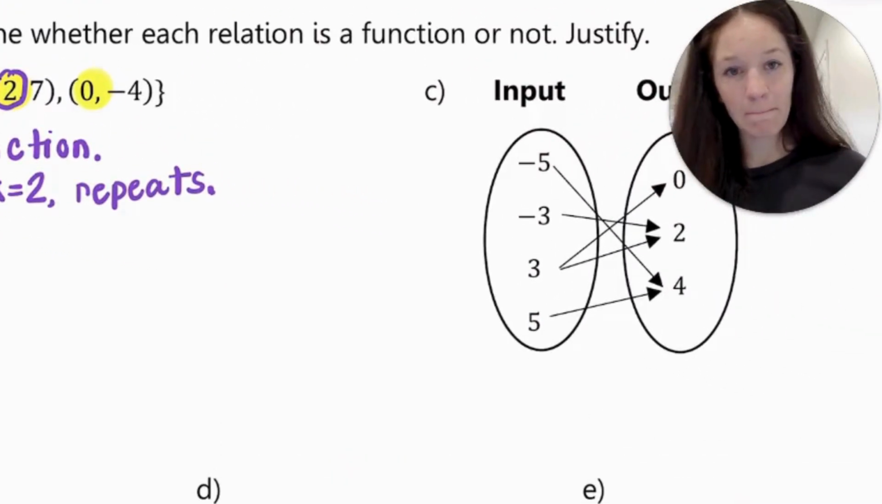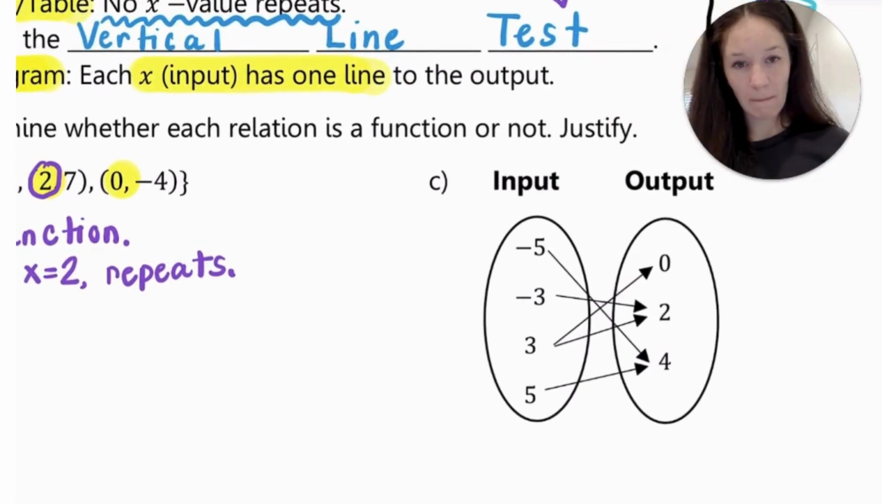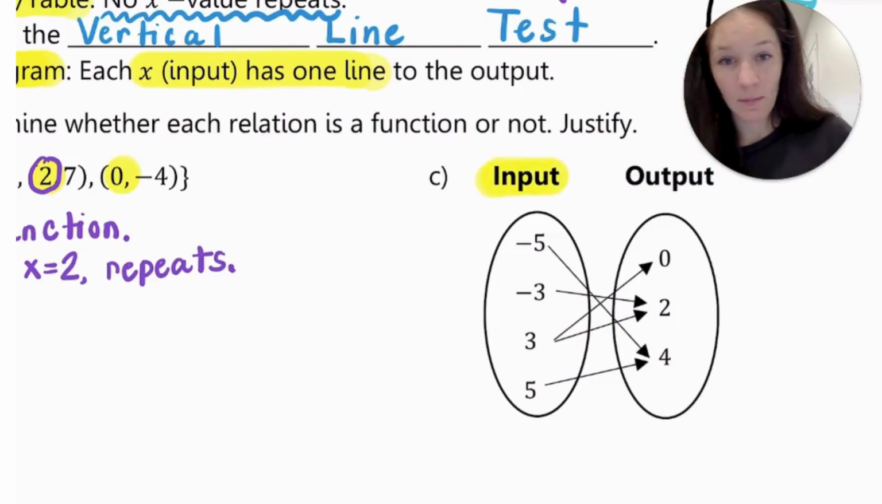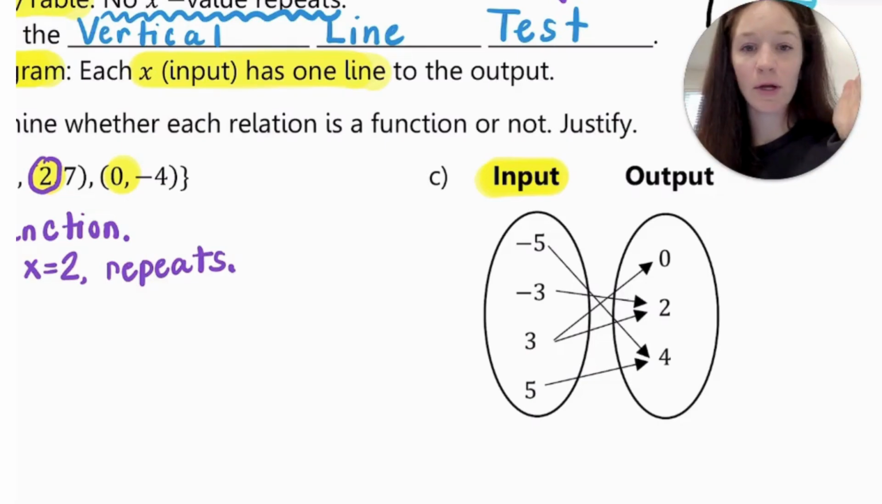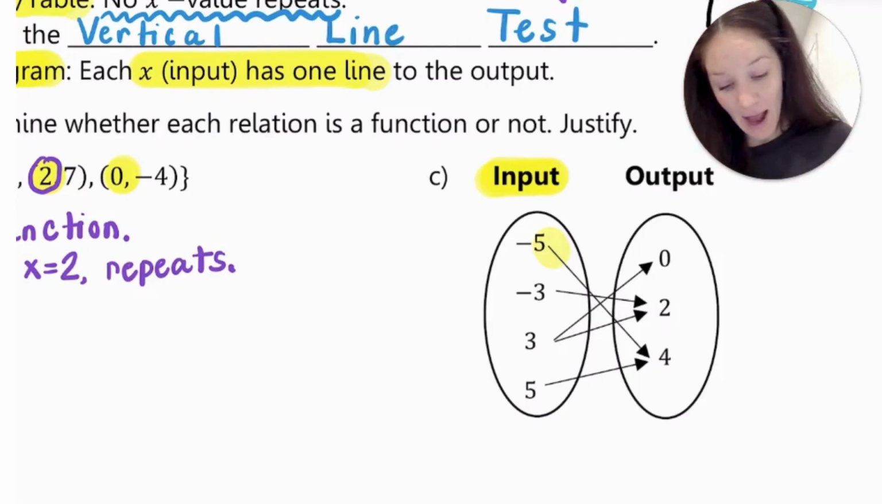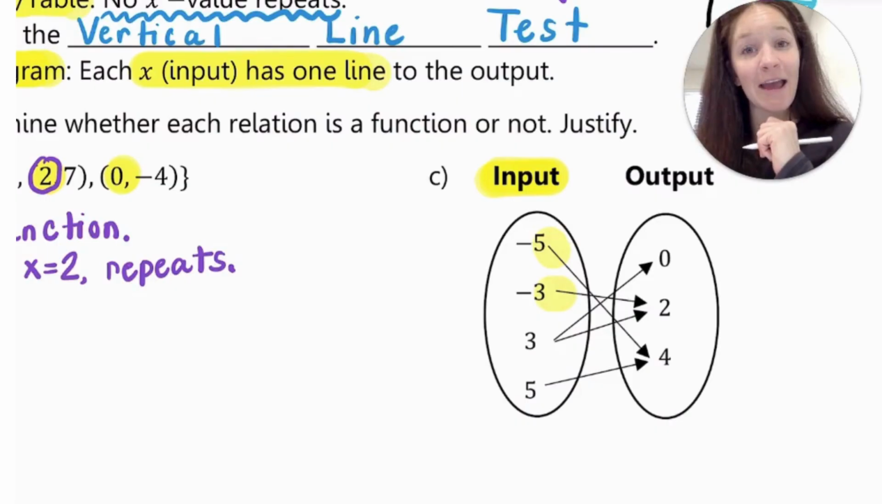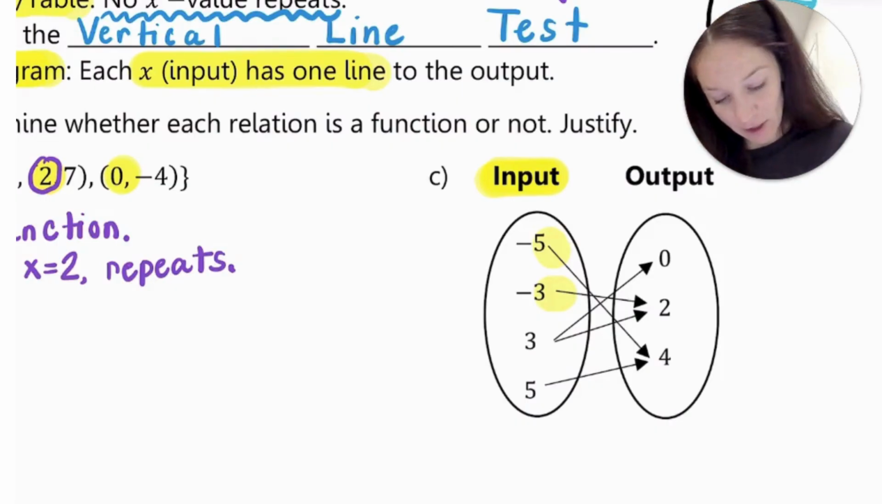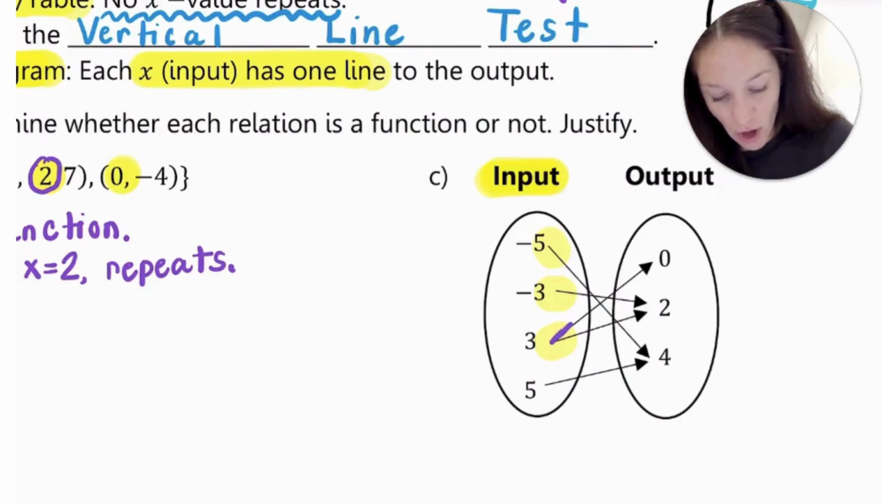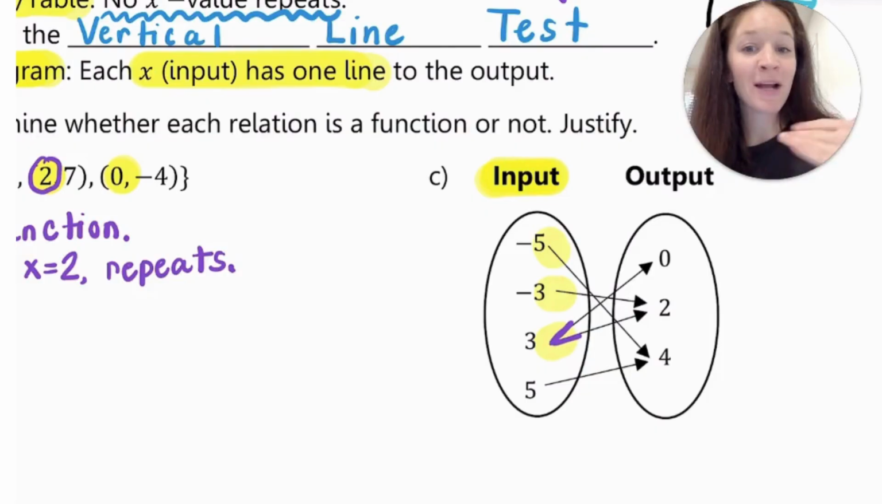Moving over here, looking at letter C, we have a mapping diagram. So to determine if this is a function, we only care about the input. I'm not even going to look at the output and the arrows that each of those y values are receiving. I'm going to look at the -5. Does that have one line coming out of it? Yes. I'm going to look at the -3. Does that have one line coming out of it? Yes. I'm going to look at the next guy, +3. Does that have one line coming out of it? And the answer is no. It has this one and this one. So I'm not going to go any further.